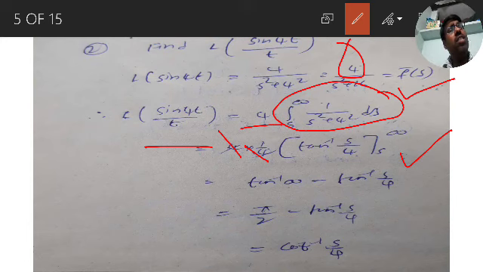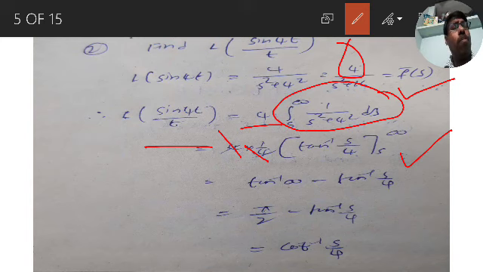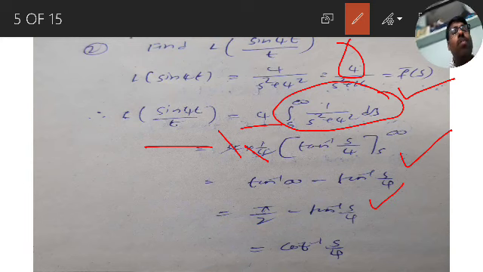Tan 90. What is tan 90? Tan 90 is infinity. So tan inverse infinity is 90 degrees. 90 degrees can be written as pi by 2. Pi radians is 180 degrees, pi by 2 radians is 90 degrees. So tan inverse infinity is 90, that is pi by 2 minus tan inverse s by 4.